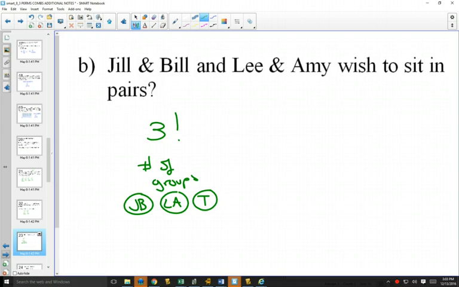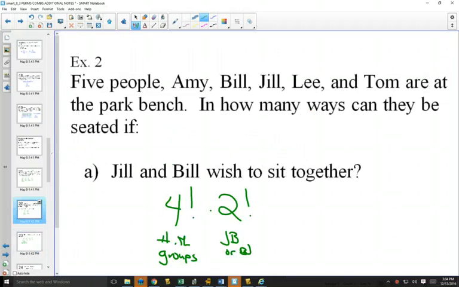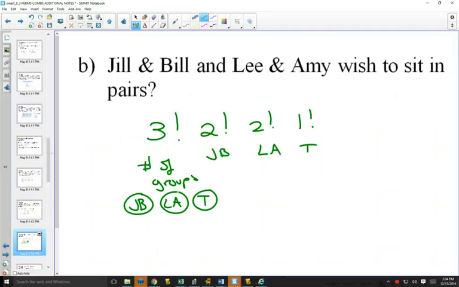Then we multiply by the permutations in each group. Well, the first group, Jill and Bill, that's 2 factorial. Our second group, Lee and Amy, that's another 2 factorial. If you wanted to put Tom in there so he doesn't quite feel so left out, you could put a 1 factorial there for that group, but you don't need that because there's only 1 in that group. And so originally we had 4 factorial times 2, 48 ways with Jill and Bill together. And now with Lee and Amy together, we've got 6 times 2 times 2, 24 ways.